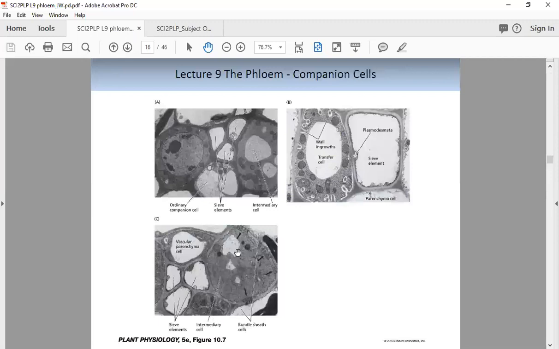And down here we have the intermediary cell. And we can see lots of plasmodesmata here, indicated here by the black arrows. So a whole region of plasmodesmata here and also over there. And here's a section of plasmodesmata here.